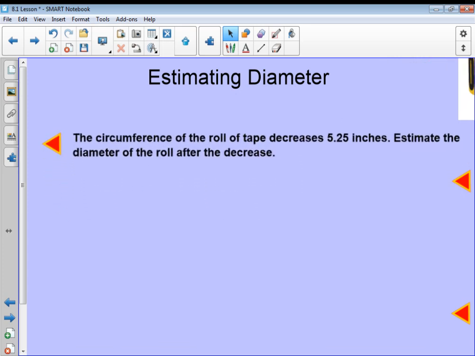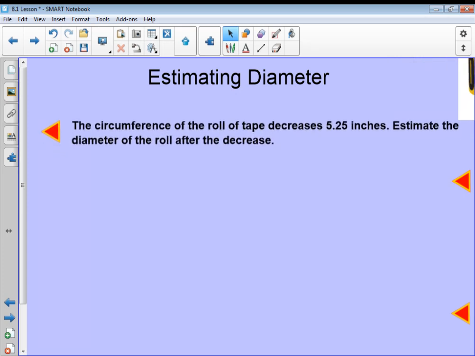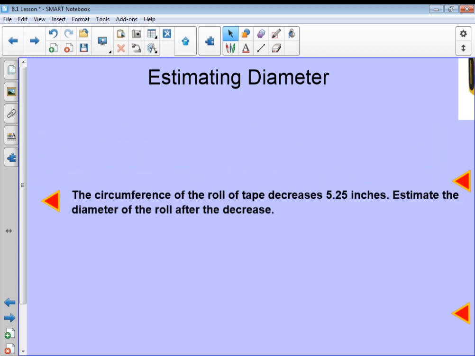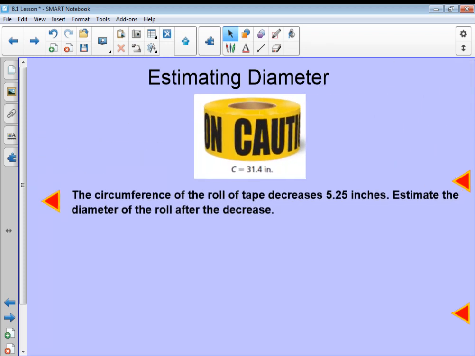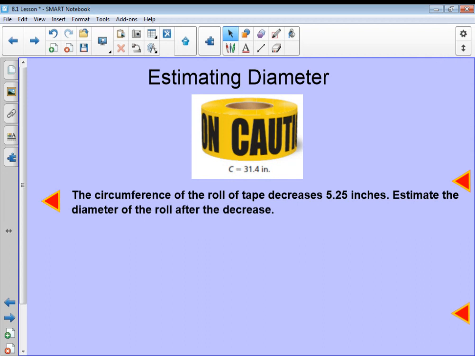So here it says the circumference of a roll of tape decreases 5.25 inches. Estimate the diameter of the roll after the decrease. Okay, so I got to bring this back out because we're still using this information. So we have this roll of caution tape and it decreased. So the circumference, this part, decreased by 5.25. So they measured it before they started. Then they measured that circumference again, like they took a measuring tape and measured around it, and it had dropped 5.25.